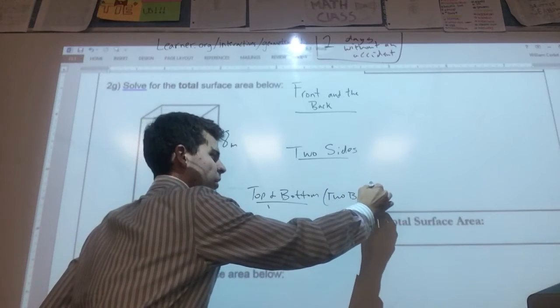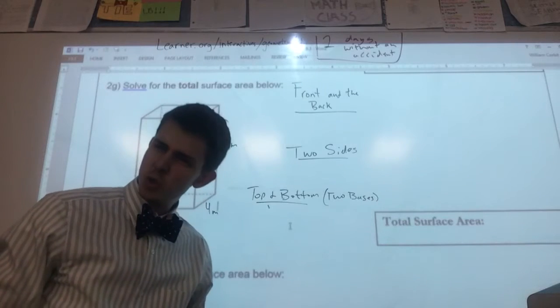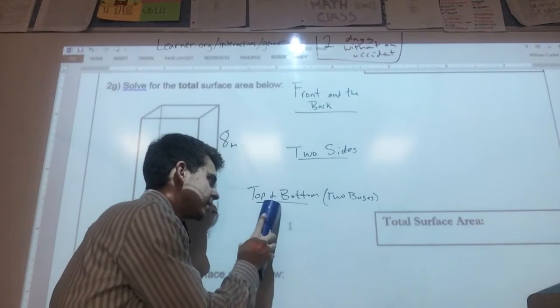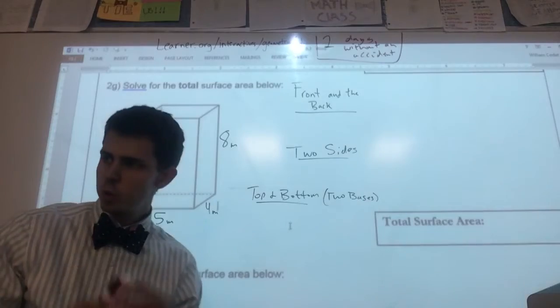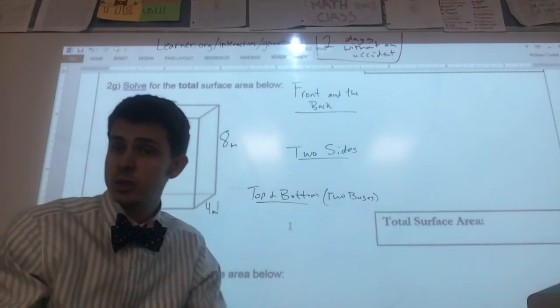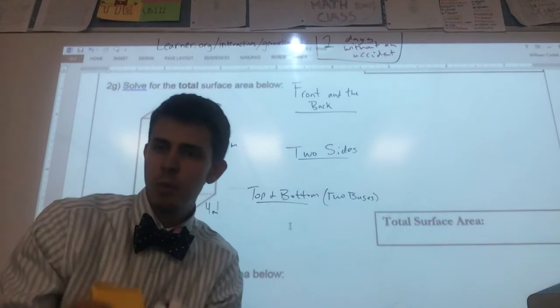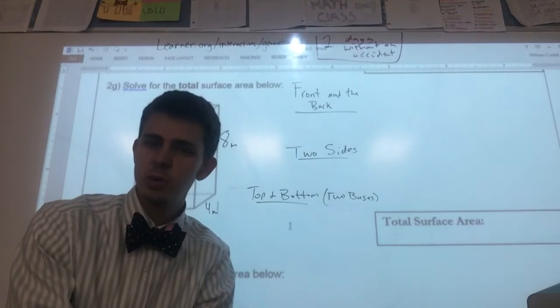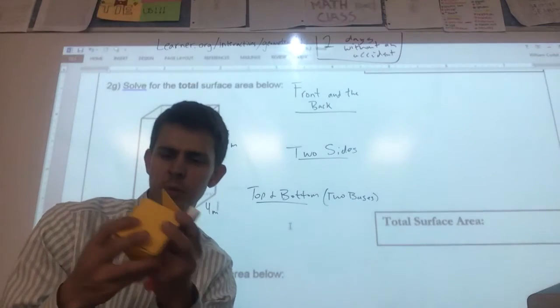Now, that's kind of weird. Mr. Corbett, there's two bases? Well, in prisms, yes. There's always two bases. This is one good example of maybe taking notes on something that I'm not writing down. Remember, I'm trying to get you guys to, at the end of the year, say, Mr. Corbett, I don't need you. I can learn math on my own.